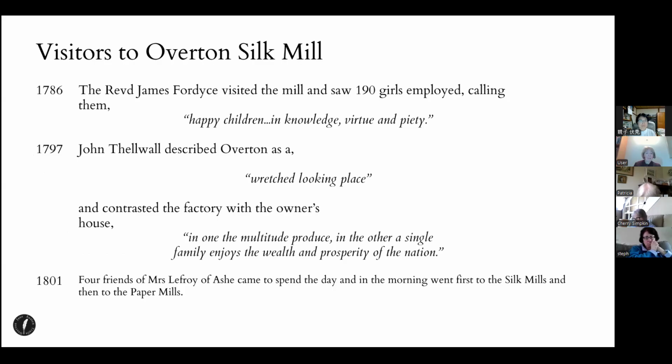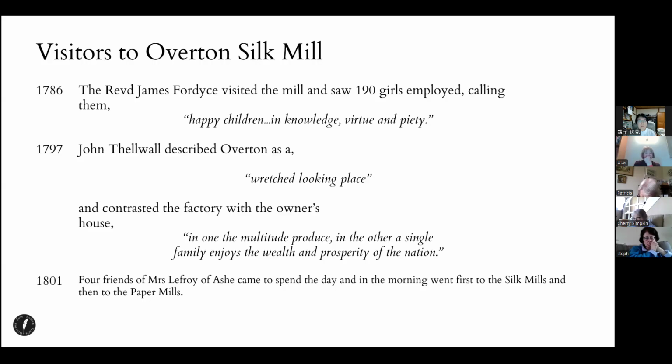Richard Sullivan reported 140 children at work, silk winding from age 6, so advantageously for themselves in their families, and also a group of younger children who are fed and clothed until they're capable of work. In 1786, the Reverend James Fordyce visited the mill and saw 190 girls employed, calling them happy children in knowledge, virtue, and piety. This is the James Fordyce whose sermons Mr. Collin reads in Pride and Prejudice.